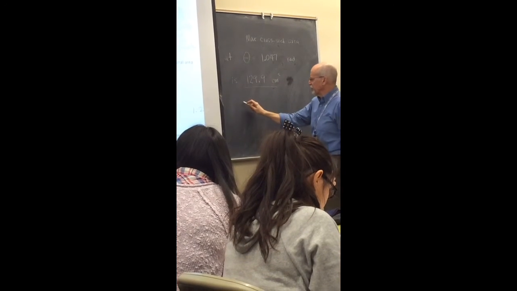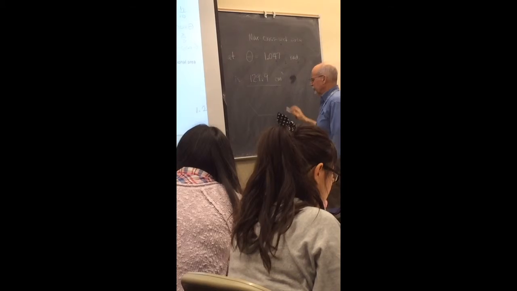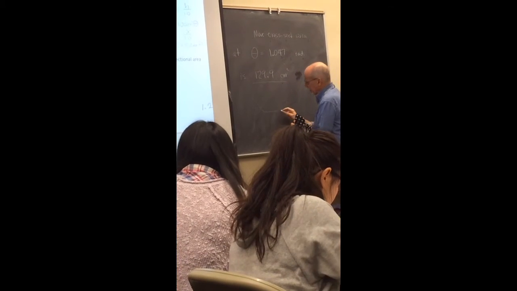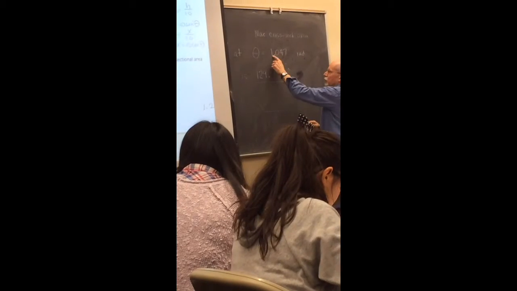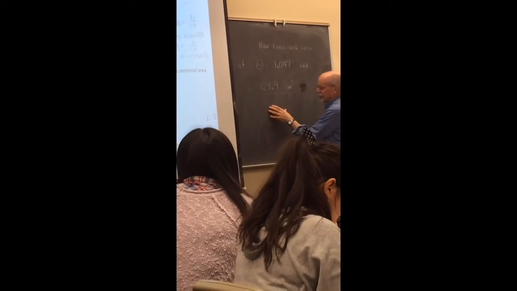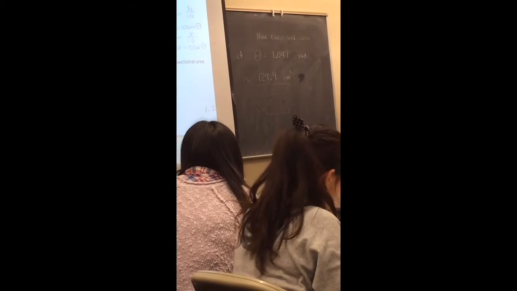So that means if we build ourselves a gutter where we make this angle right here 1.047 radians, then we'll guarantee that the area of this is as big as it possibly can be.